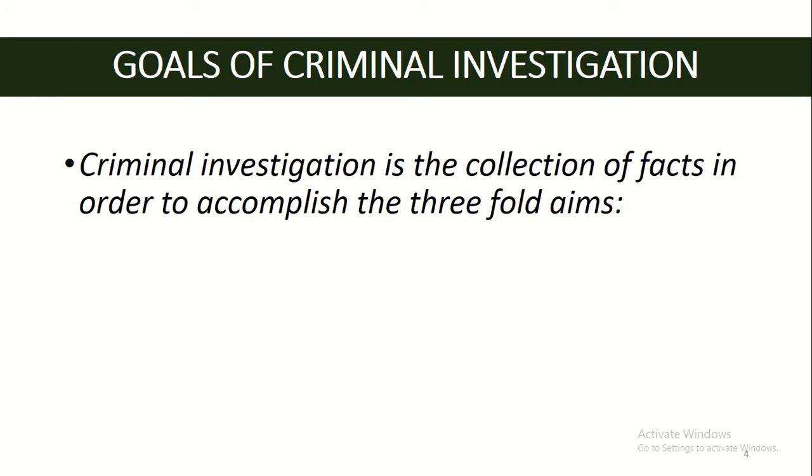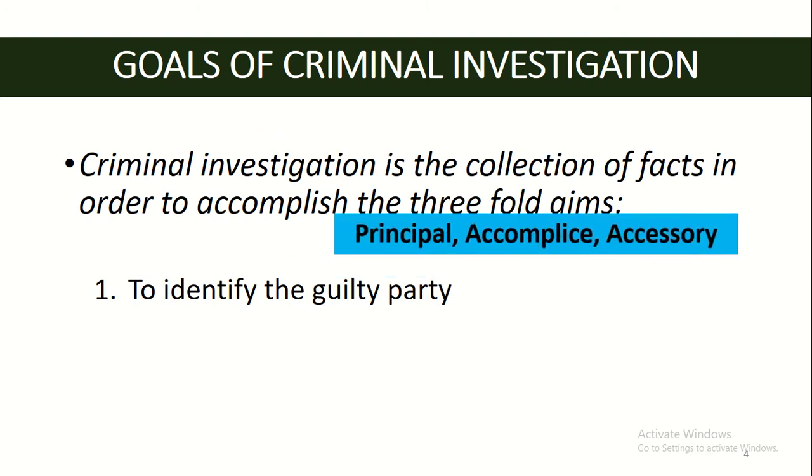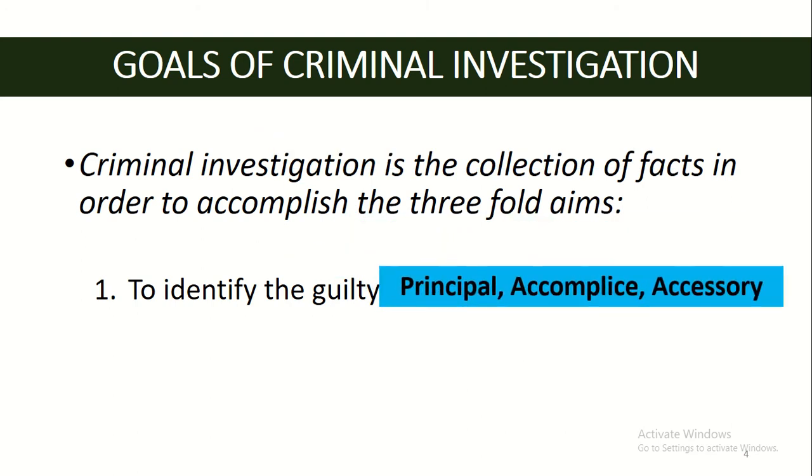The goals of criminal investigation. Criminal investigation is the collection of facts in order to accomplish its threefold aims. First is to identify the guilty party. Investigation aims to identify the guilty party because it aims to specifically determine the principal, the accomplice, and accessory liability of those involved in the commission of the crime.